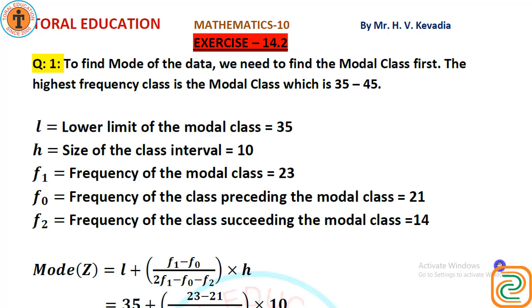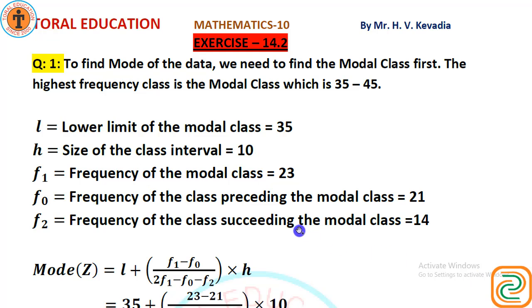Question number 1, let's see what we should find out. The following table shows the ages of patients admitted in a hospital during a year. Find the mode and mean of the data given above. Compare and interpret the two measures of central tendency, mean and mode, and median, all the measures of central tendency. That means average, right? But let's see.